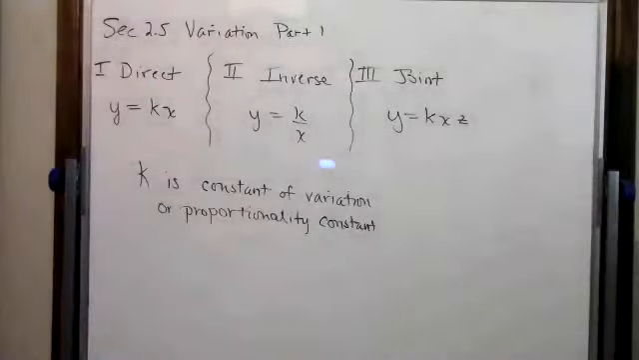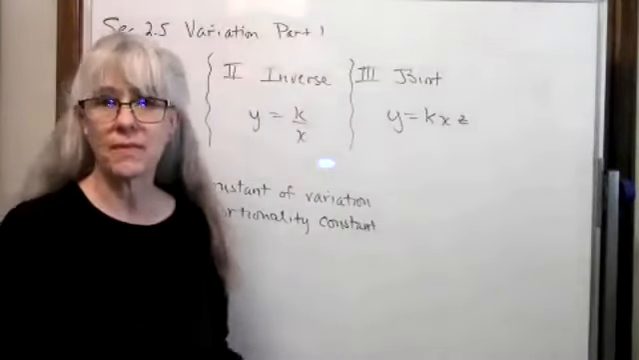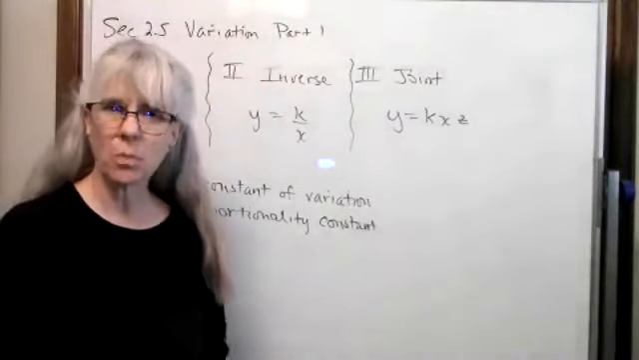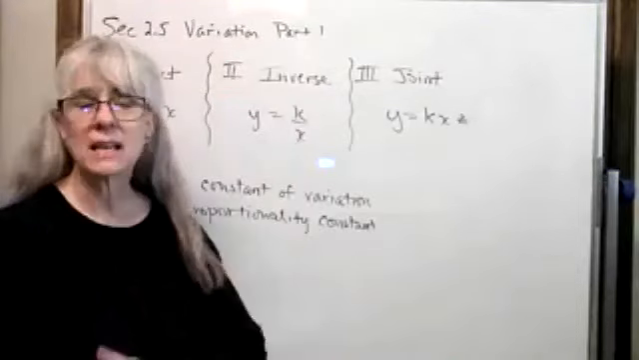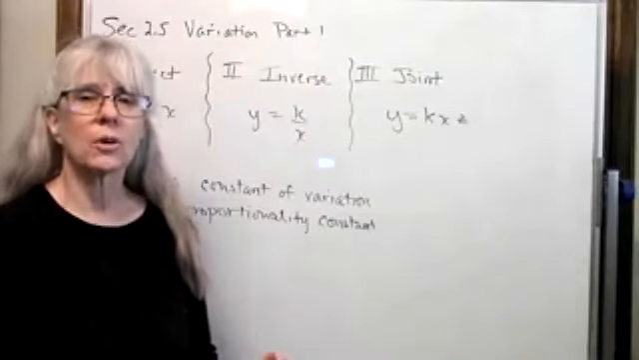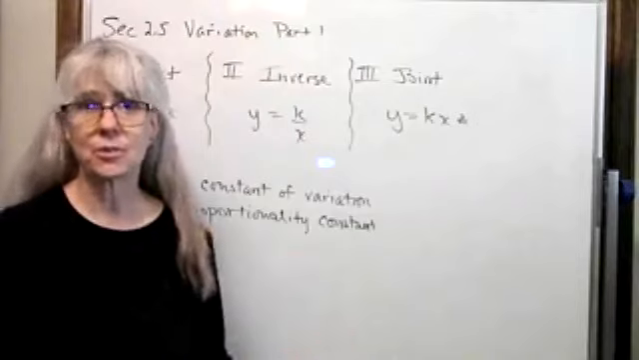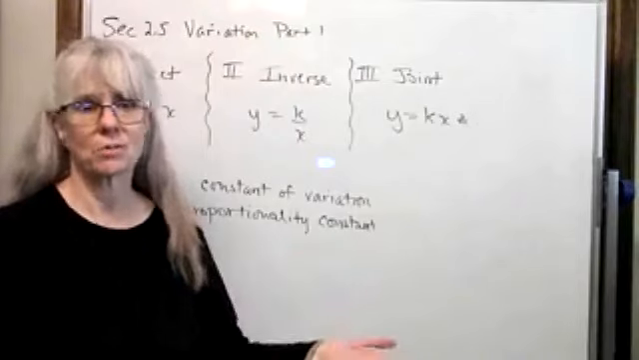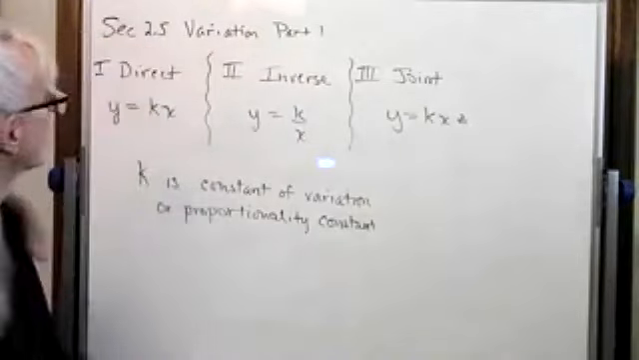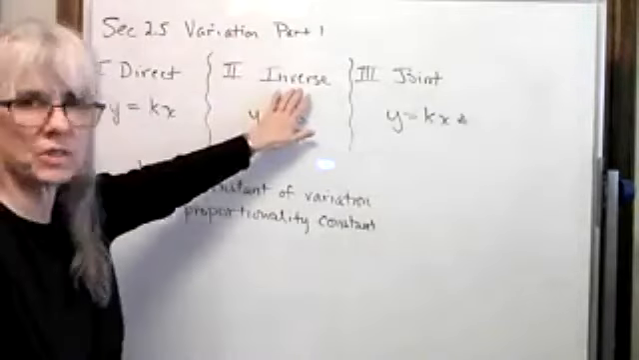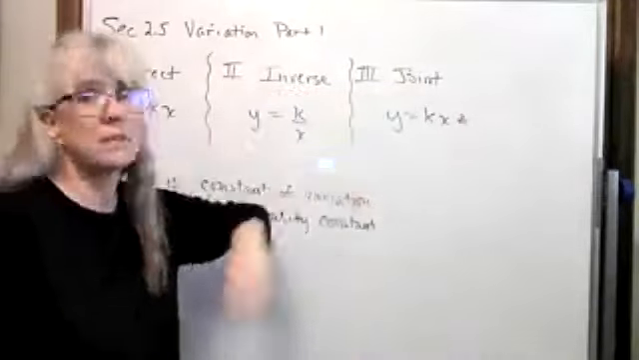In section 2.5, we explore a specific type of application problems that are called variation problems. There are three main types of variation problems. And of course, you can combine any of these types together to create another variation problem. But the three main types are direct, inverse, which is also known as indirect, or joint variation.